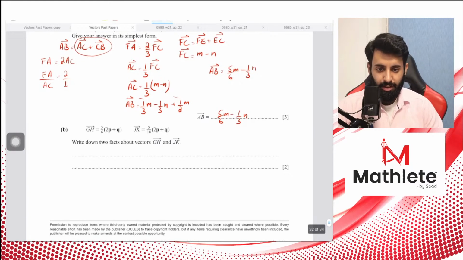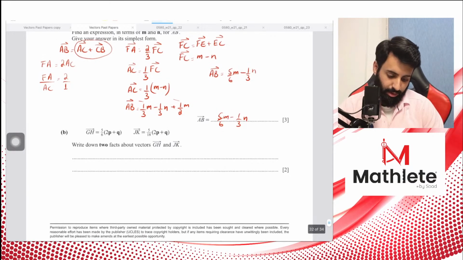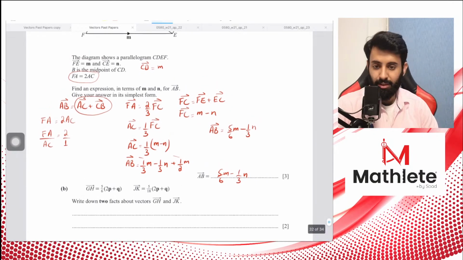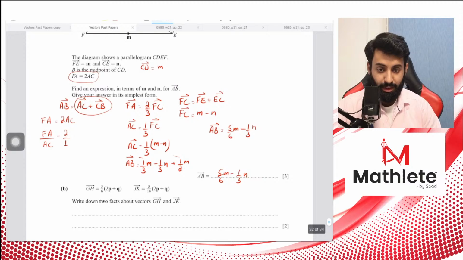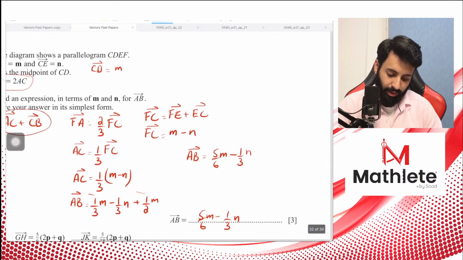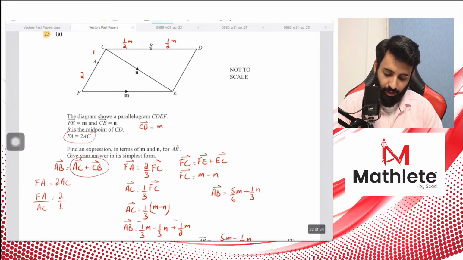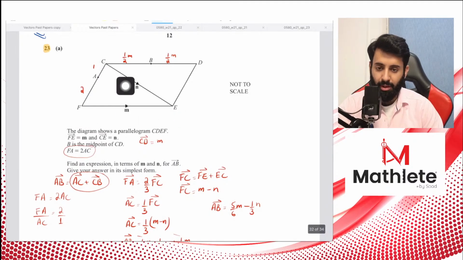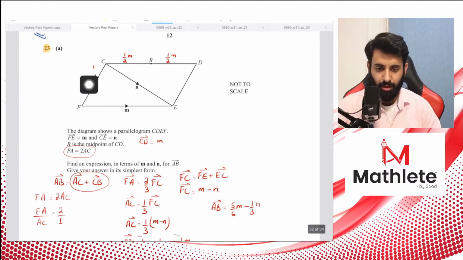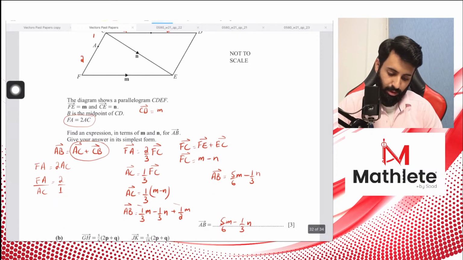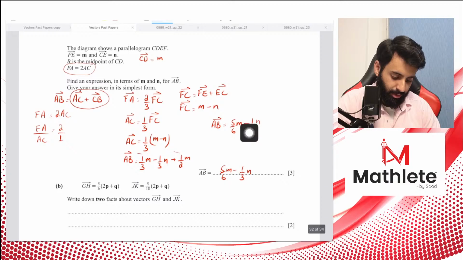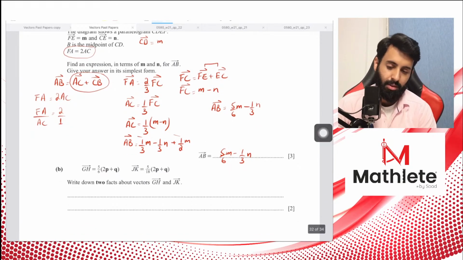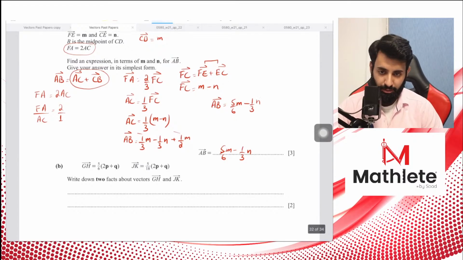How is FC equal to FE plus FC? No, it's not FC. Yeah, it is FE plus EC. So if you want to go from F to C, you're going to go from F to E and then you're going to go from E to C. Head to tail rule. FC equals FE plus EC. The reason why we can add the two is because both of them have the same head and tail respectively.